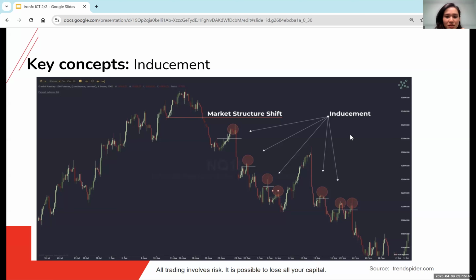Okay, so that's what we mean by it's a trap, because it tends to manipulate the liquidity by inducing traders into a wrong direction before making a move.